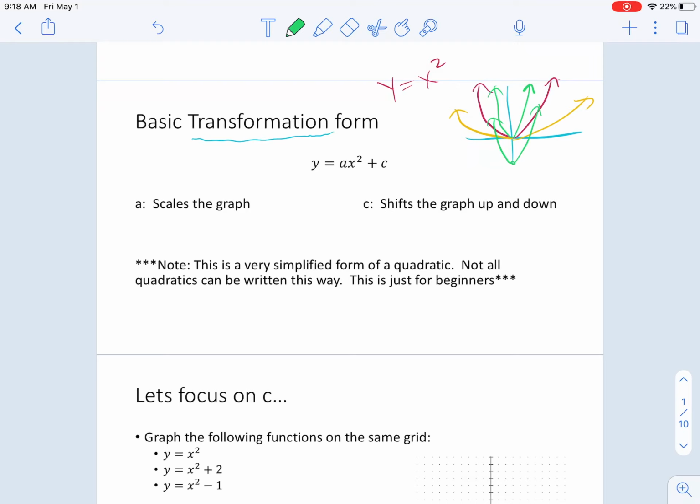We have a couple of constants to pay attention to. First is A. A is going to scale the graph. We're going to learn about that in this lesson. And C shifts the graph up and down. We're going to deep dive on that to really see it, but that's what C does.